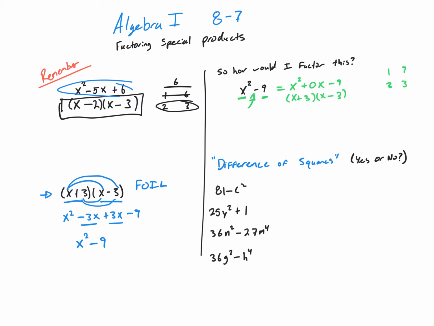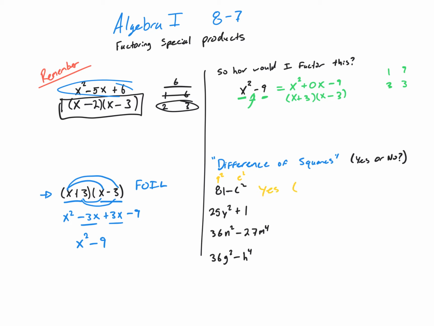There's 4 of them here, and we need to say yes or no. If yes, we're going to factor them. Are these a difference of squares? So is 81 a perfect square? Yes, it is, because 9 squared is 81. And is c squared a perfect square? Yes, because c squared is c squared. Okay, so I would say yes for this.